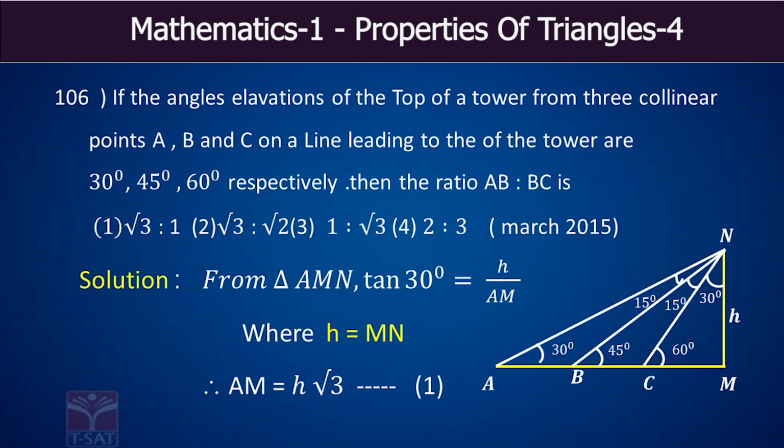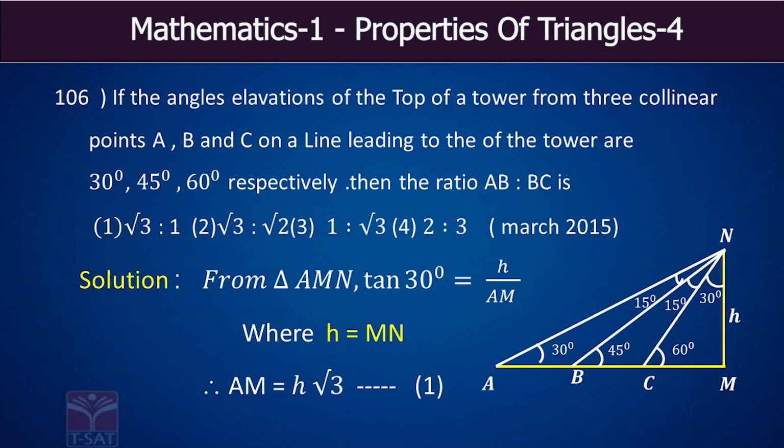If the angles of elevation of the top of a tower from 3 collinear points A, B and C on a line leading towards the tower are 30 degrees, 45 degrees and 60 degrees respectively, then the ratio AB is to BC is equal to 1, root 3 is to 1, 2, root 3 is to root 2, 3, 1 is to root 3, 4, 2 is to 3. That is the Mains 2015.